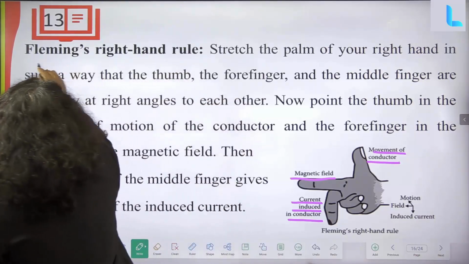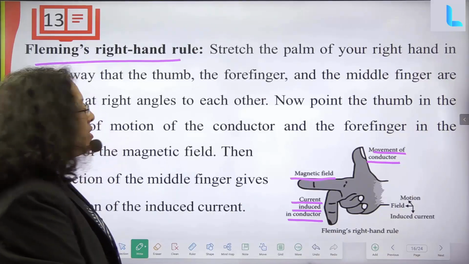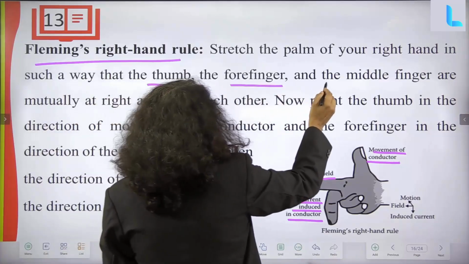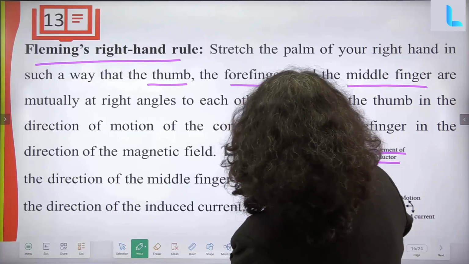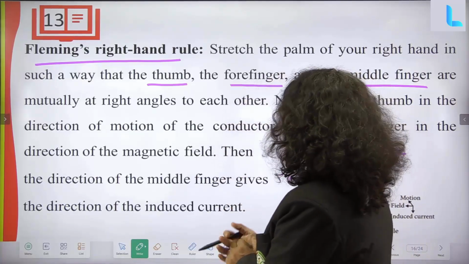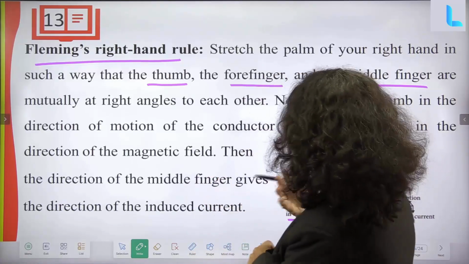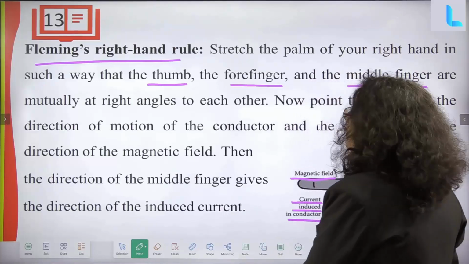Fleming's right hand rule: stretch the palm of your right hand in such a way that the thumb, forefinger and middle finger are mutually at right angles to each other. Now point the thumb in the direction of motion of the conductor and the forefinger in the direction of the magnetic field. Then the direction of the middle finger gives the direction of the induced current.